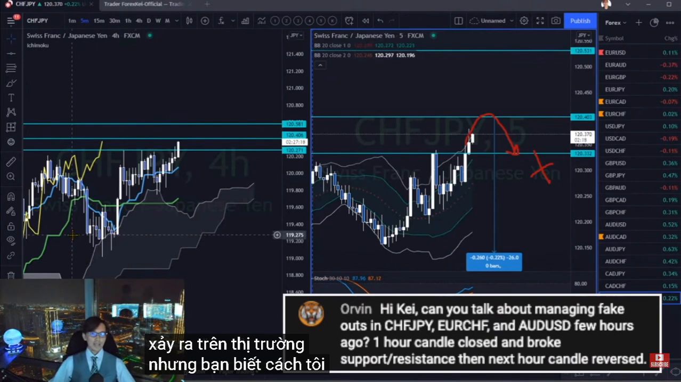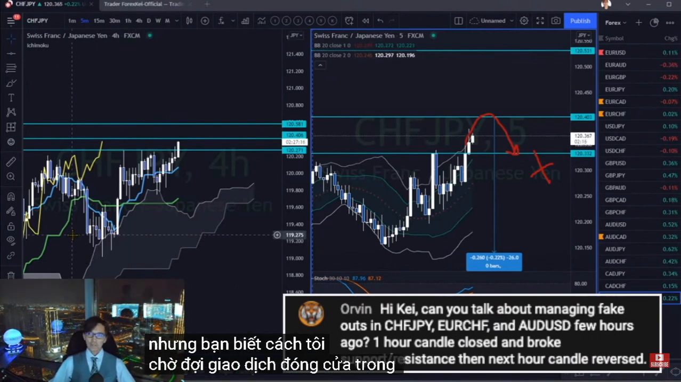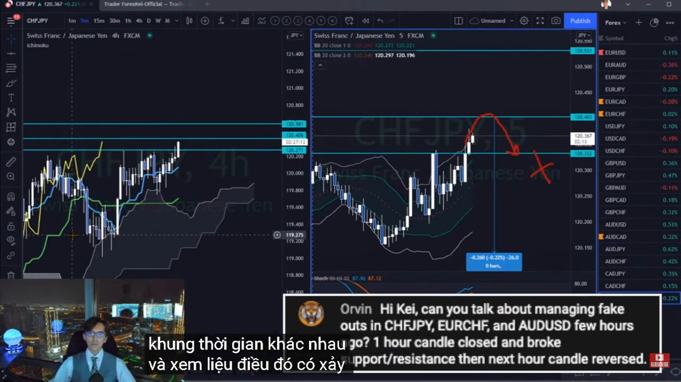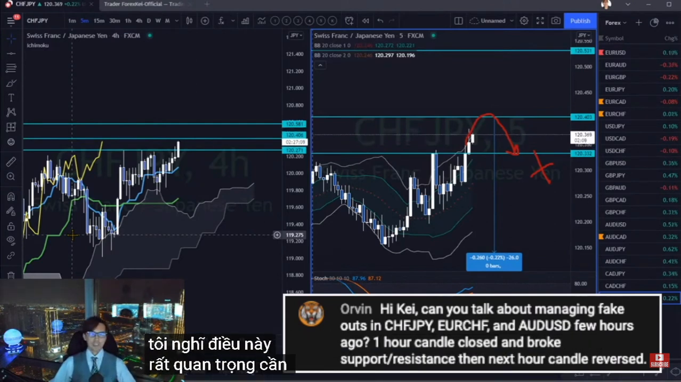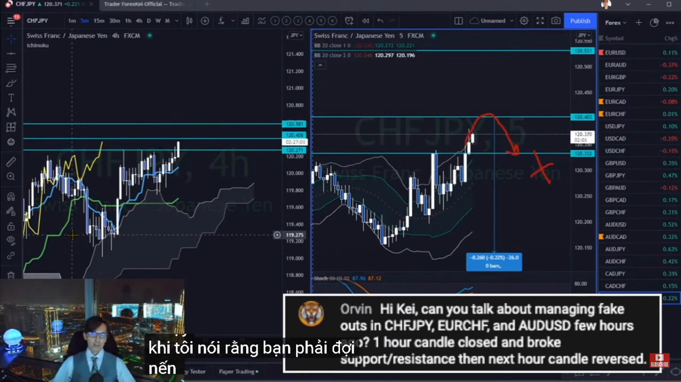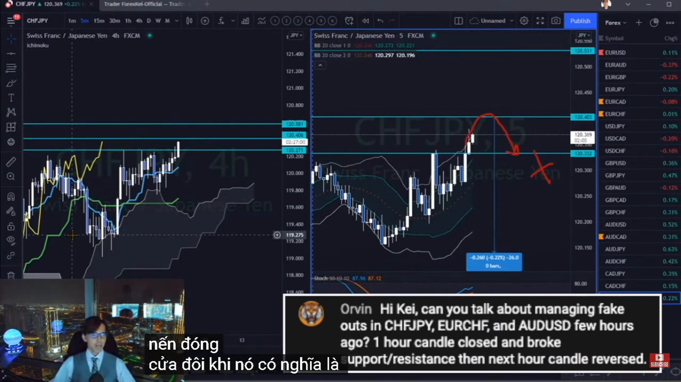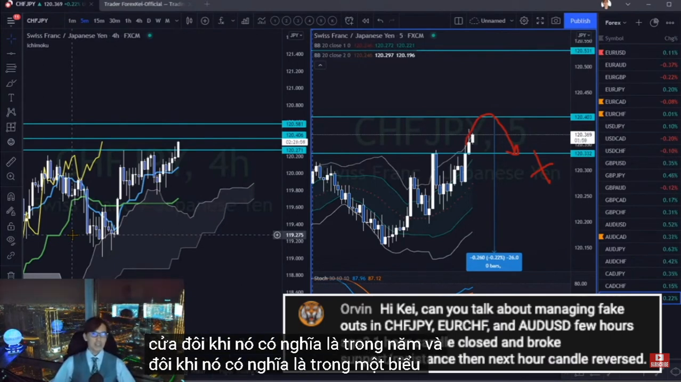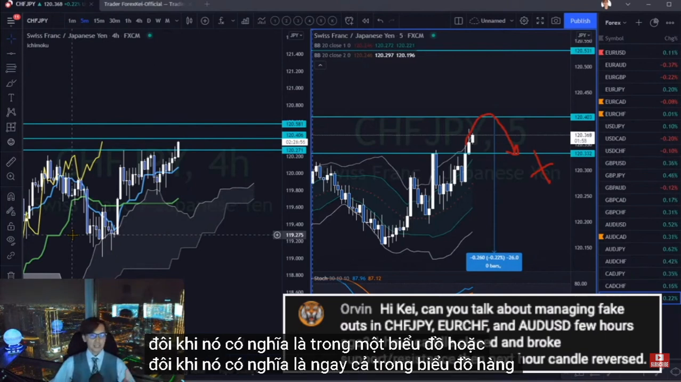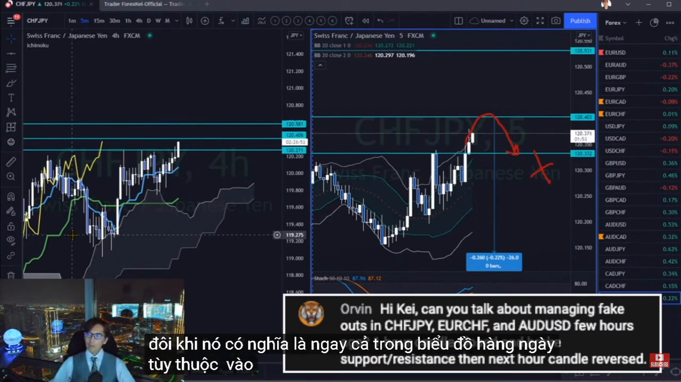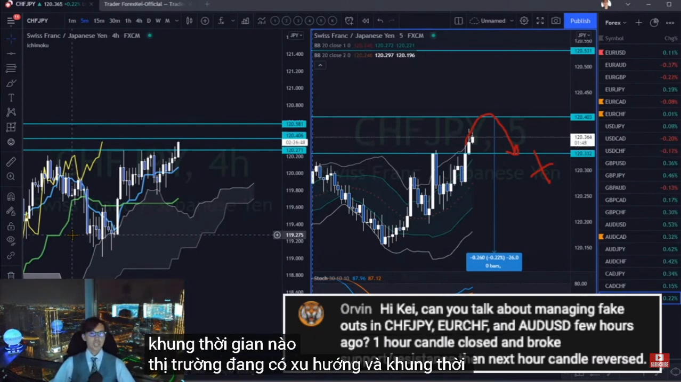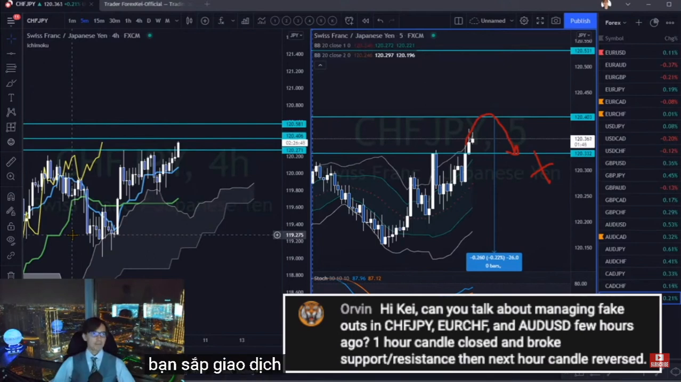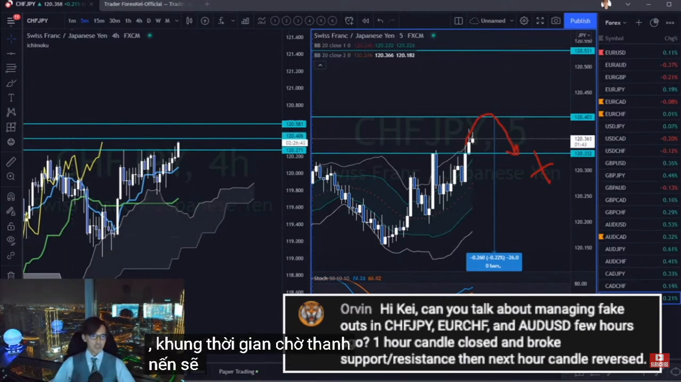But you know how I wait for the candle close in different time frames and see if that will be a fake out or not. I think this is very important to remember. When I say you have to wait for the candle close, sometimes it means in the 5-minute chart, and sometimes it means in the 1-hour chart, or sometimes even in the daily chart, depending on which time frame the market is trending and which time frame you're about to trade. The time frame to wait for the candlestick should be different.